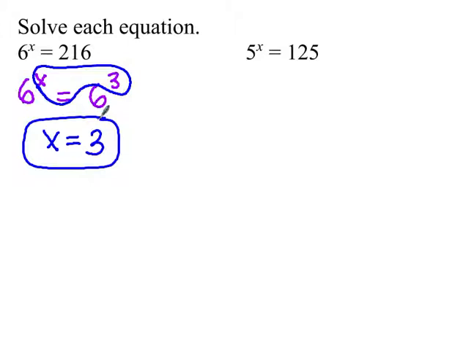So let's look at the next one. 5 to the x equals 125. So I'm going to figure out 5 to what power gives me 125. 3. And the answer is what? 3. 3, 5 cubed. So in looking at that, I now set my exponents equal. What does x have to equal? 3. And there you go.